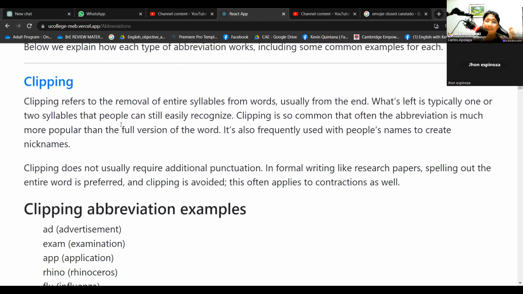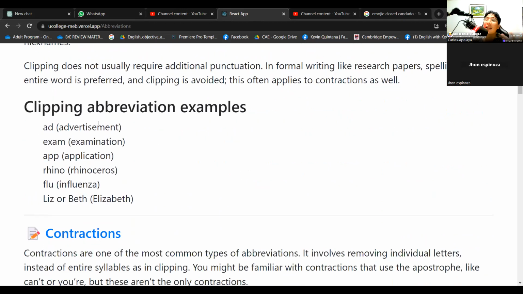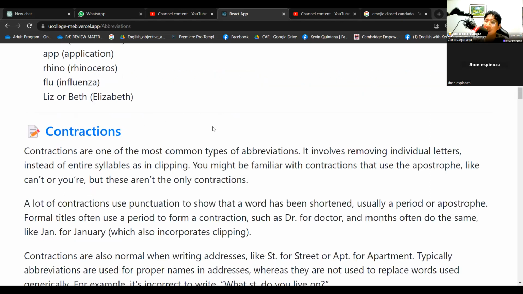Clipping, this is clipping. Clipping refers to the removal of the entire syllable from words. It's very simple. Clipping is when you remove letters like this. You have the word advertisement, so you clip, you say ad. Examination, exam. Application, app. And you, Elizabeth, Liz, or Beth. This is clipping. Did you understand? Pretty common. Remember that you just need to remember the clipped words, okay?